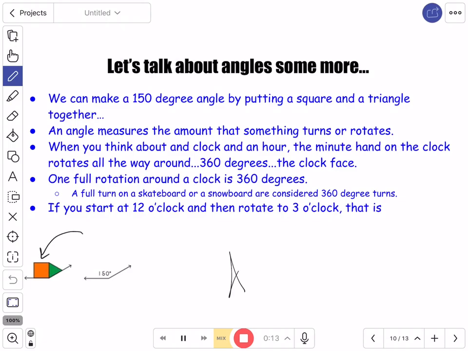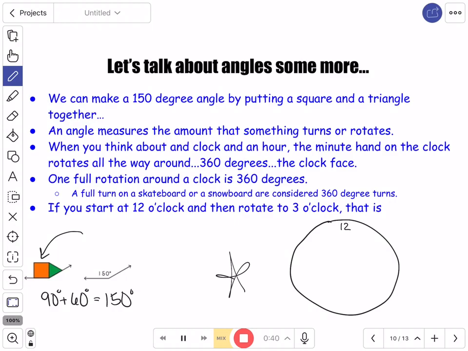Moving on. Let's talk about angles a little bit more here. So we can make a 150-degree angle actually by putting together a square. So I know this is super small. It was supposed to be bigger and right here, but I don't know what happened. Anyway, but you can actually make a 150-degree angle by putting a square and a green triangle together because 90 plus 60 equals 150 degrees, okay?